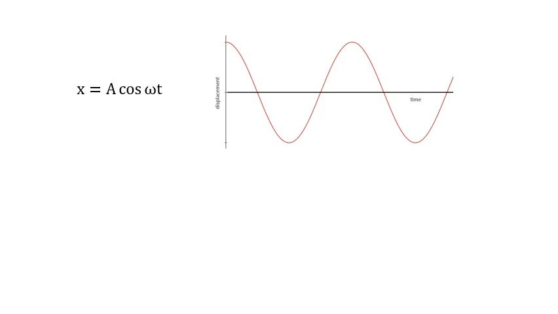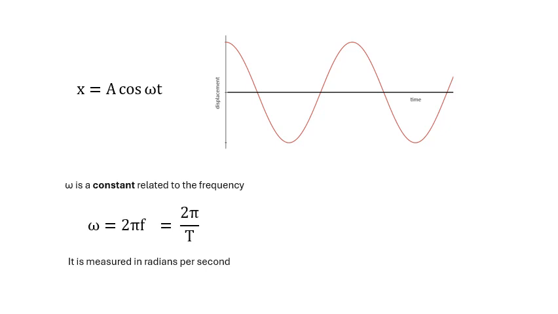A is the amplitude. x is the displacement. t is time. What's omega? Well, omega is a constant related to the frequency. It's not the angular velocity. Now, I know that these equations are the same equations that you use in circular motion, and in circular motion, omega is the angular velocity. Here, don't think of it as the angular velocity. It is just a constant. Omega is a constant which is related to the frequency. Omega equals 2 pi f, or 2 pi over T. Yeah, a constant related to the frequency.